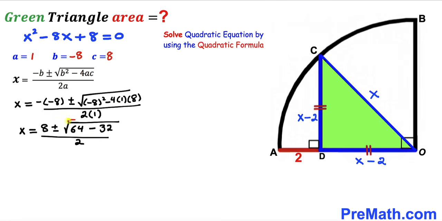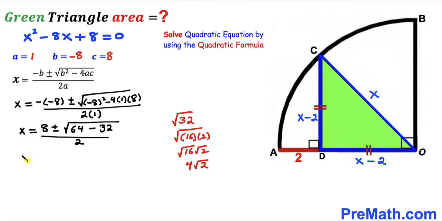Now let's focus on the square root of 64 minus 32, which is simply the square root of 32. That can be broken down to 16 times 2, giving us the square root of 16 times the square root of 2. That is equal to 4 times the square root of 2. So this whole thing simplifies as 4 times the square root of 2.